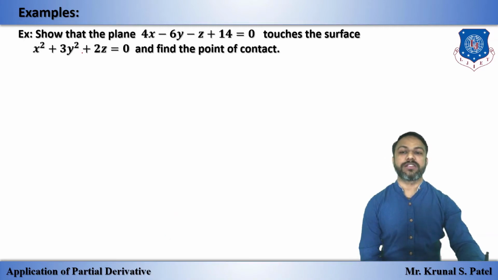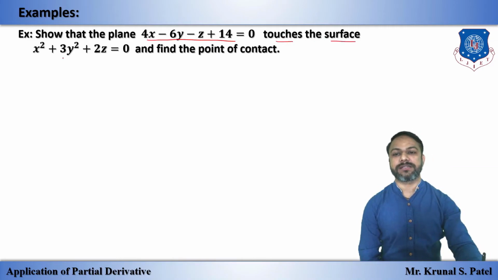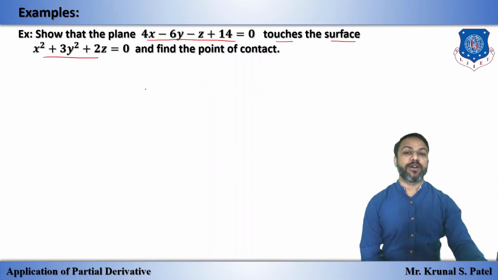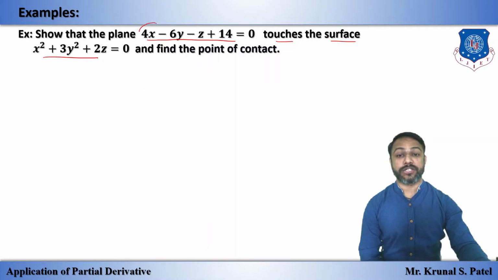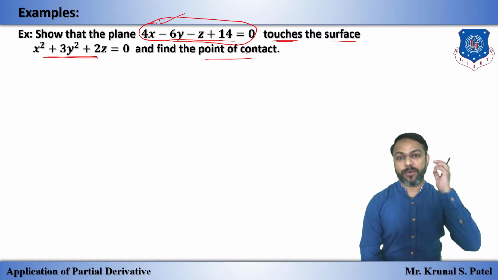So the question is whether the plane touches the surface. Here the tangent touches this plane surface, which means this is a tangent plane. So you have to check that this tangent plane touches the surface and find the contact point.